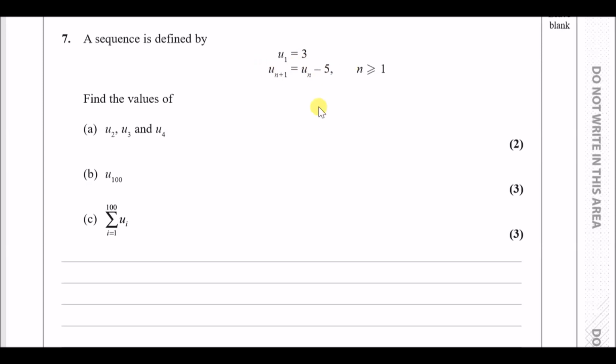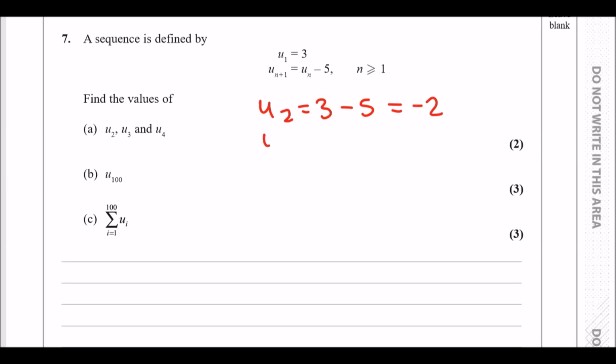Okay, in the question, it wants us to find the values of the next 3 terms, u2, u3, and u4. Alright, let's do it. To find u2, we're just going to plug in u1 back. And since we know that u1 equals 3, it's going to be 3 minus 5. That's just going to be minus 2. So that's our u2 value.